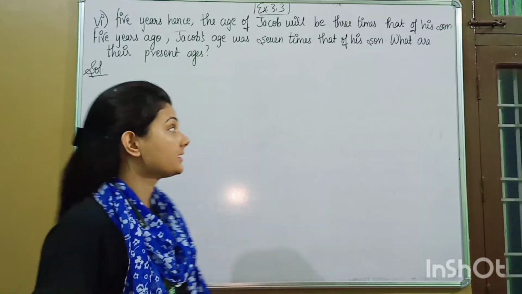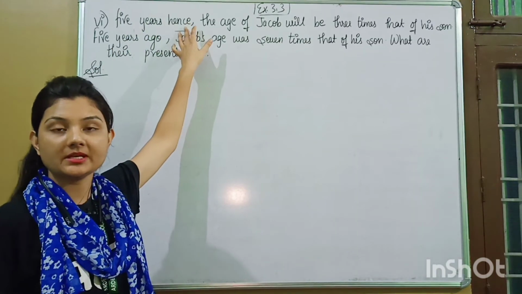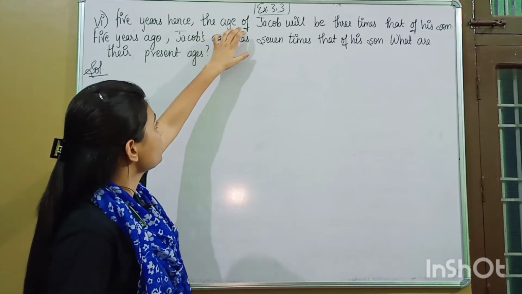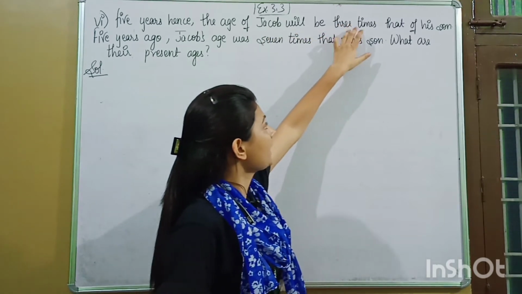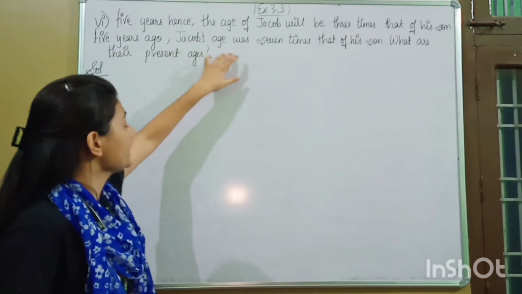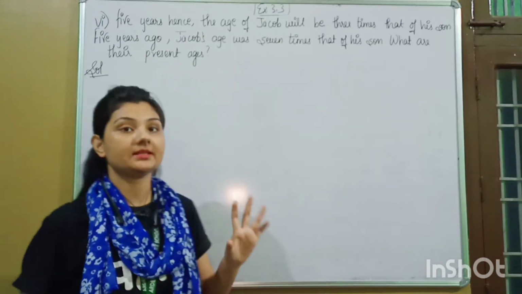The next part is 5 years hence. 5 years hence means after 5 years. After 5 years, the age of Jacob will be 3 times that of his son, and 5 years ago his age was 7 times that of his son, and we have to find their present ages.